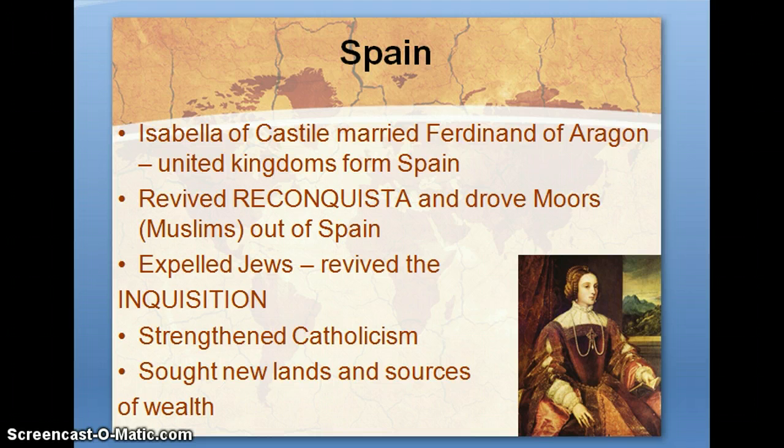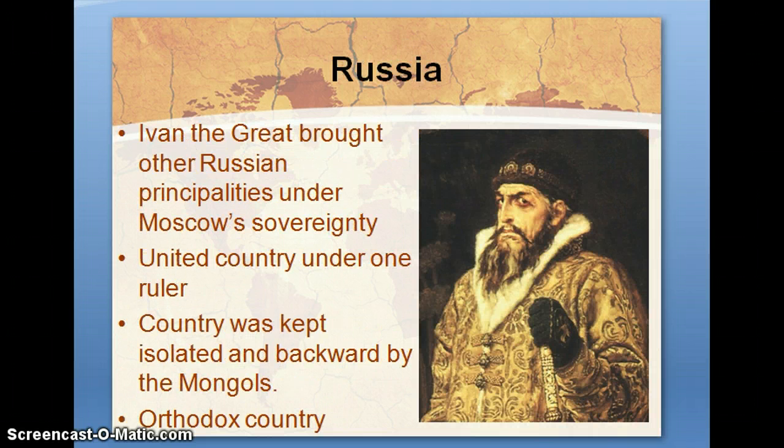Our next empire is going to be Russia. Russia is brought together by Ivan the Great. He takes what we call Muscovy and unites all of the surrounding little areas into Russia. Russia at 1500 is a much smaller Russia than what we know today. It's mainly in the European part of Russia. And so he unites the country under one ruler rather than having lots of little princes who are arguing all the time.